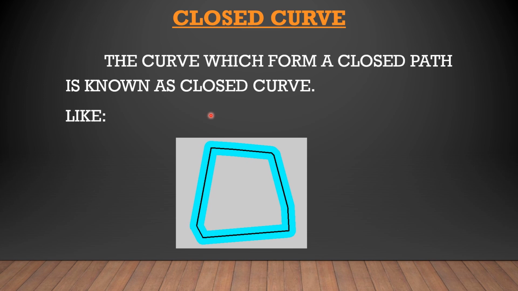Now closed curve is the opposite of open curve. The curve which forms a closed path is known as closed curve. You can see in this curve the path is closed, and suppose this is a starting point, after drawing this curve the end point meets with the starting point. So here we can see this closed path. So this is an example of closed curve.